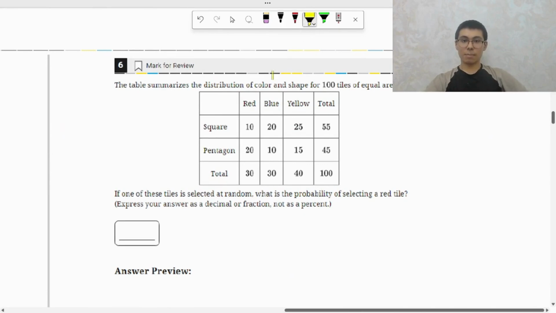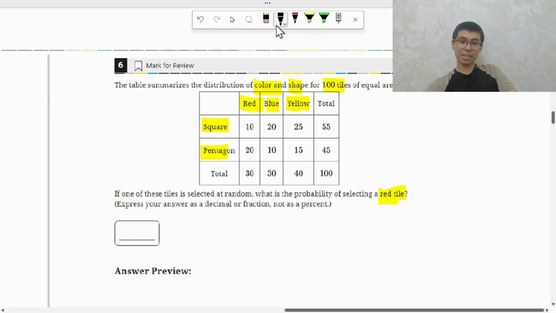So question number 6, it is a student-produced response question. So it's talking about color and shape for 100 tiles of equal area. Okay, so here we have 3 colors, red, blue, and yellow. And we have 2 types of shapes, square and pentagon. So what's the question? If one of these tiles is selected at random, what's the probability of selecting a red tile?